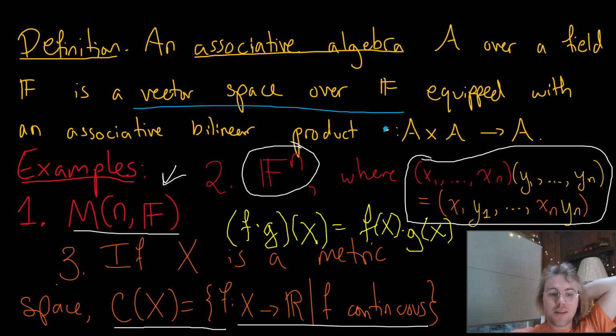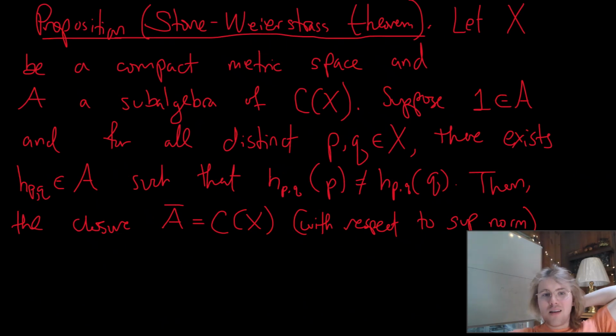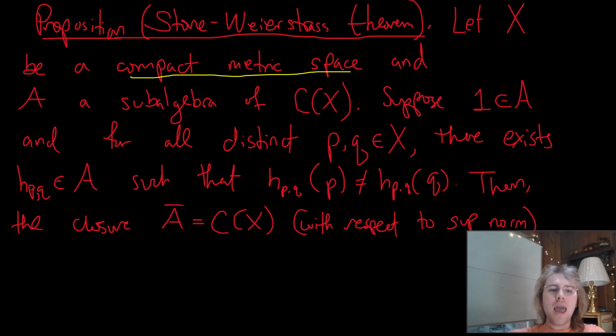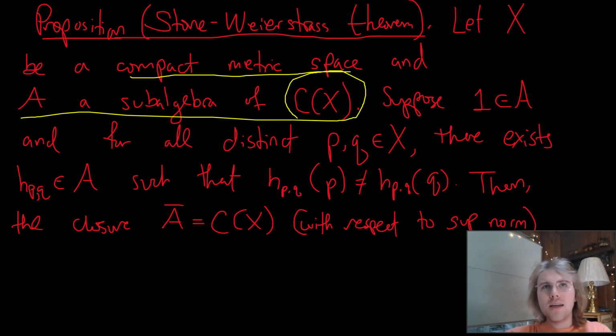And this third example is kind of interesting in its own right because of the Stone-Weierstrass theorem, which you might have seen from real analysis. It says if X is a compact metric space and A is a subalgebra of C(X). Well, C(X) are the continuous functions over the metric space X. A subalgebra is a subset of an algebra that's also an algebra in its own right. So A is also an algebra contained in the continuous functions, such that 1 is an element of A.